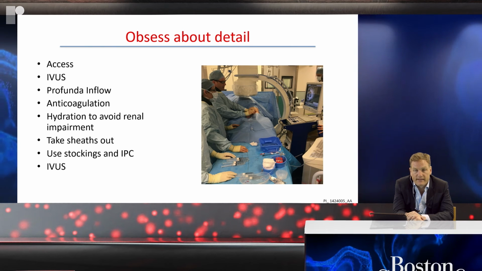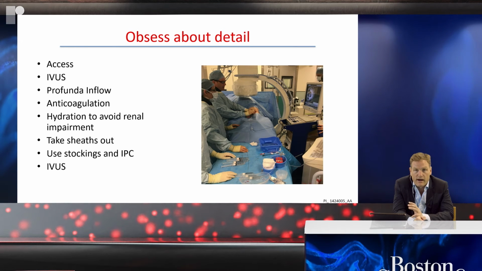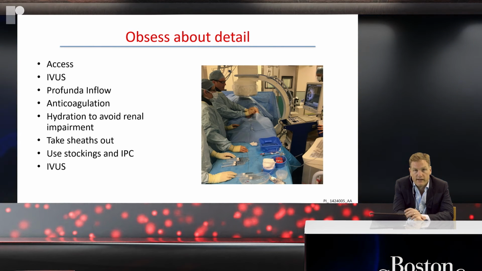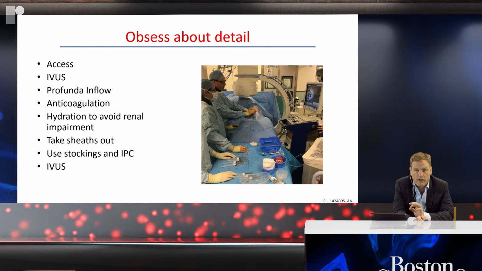Well, you have to obsess about detail, and we mentioned that earlier on. You have to make sure that your access point is correct. You use IVUS. Narayanan really made a good point about profunda inflow at the end of the last session. You have to focus on getting really good flow from the profunda. And often you'll see a little bit of clot that hangs around in the profunda vein, and if you target that to make sure you clear it, it's vitally important.